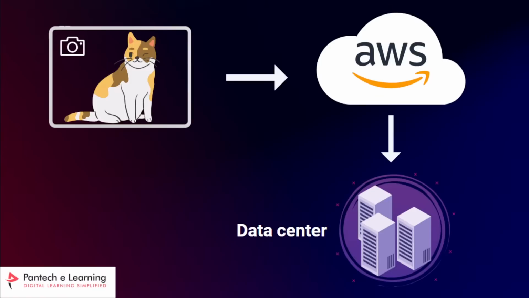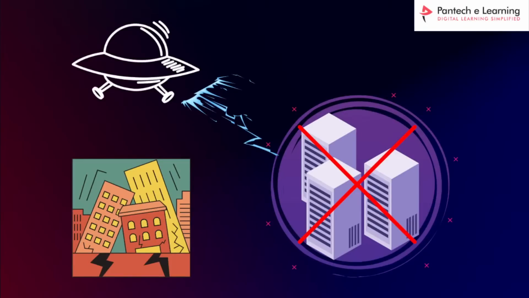So what is a data center? It is their infrastructure. They'll store it and maintain it. And like what happened to your laptop, something can happen to this data center. For example, some alien came and attacked this data center, or any earthquake or natural calamity happened and this data center is entirely gone. So what will happen? You will lose your photo, right? You will lose the image of your cat.